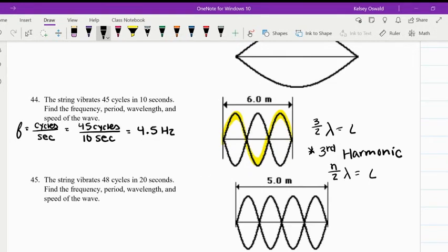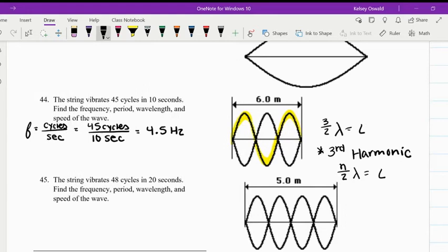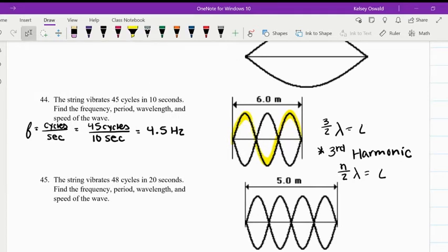Okay. The second thing we wanted to find here was our period. There's a couple different ways we can find our period. Our period is how many seconds it takes to have 1 cycle. Here it tells us we have 10 seconds for 45 cycles. So to find how many seconds it is per 1 cycle, we can just divide those, and we end up getting 0.22 seconds.